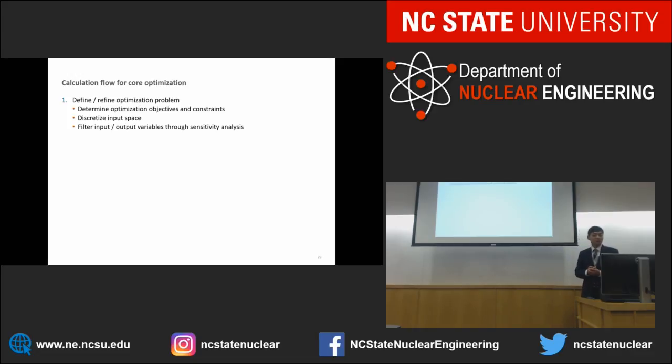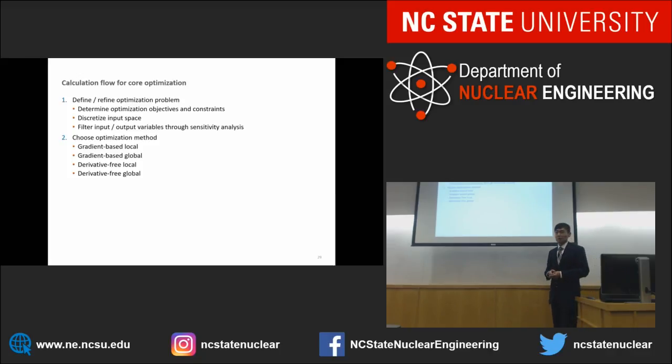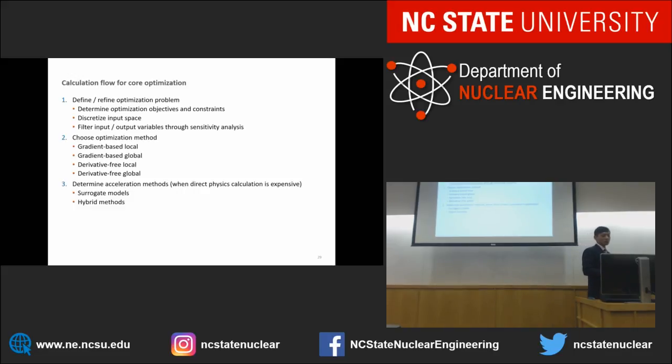And how do we do the core optimization? First, we need to understand what we need. We define and refine the optimization. What are the input spaces? What are the objectives? Second, I choose the right optimization method: gradient-based or derivative-free, local or global optimization. Next one, if it's too slow, should I be using some acceleration technique like a surrogate model?